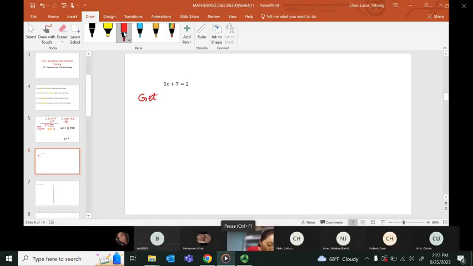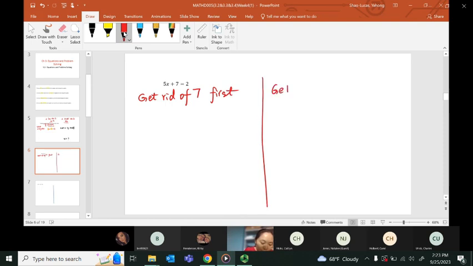So if I'm going to show you, get rid of 7 first. That's what everybody likes. Okay, the other solution is to get rid of 5 first. And both are correct, but this way is usually easier. Okay, so let's take a look at how we get rid of 7 first.